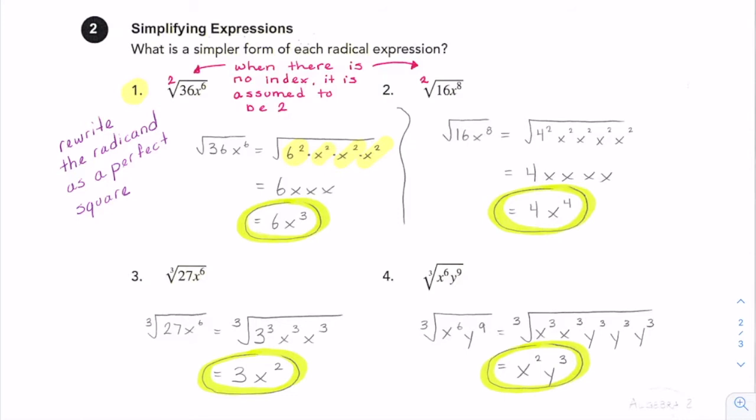If your index is 2, you break it down into groups of 2. Then when you simplify it, only one value comes out. So the square root of 6 squared is 6. The square root of x squared is x, and the square root of x squared is x, and again x. Simplify that to 6x cubed.